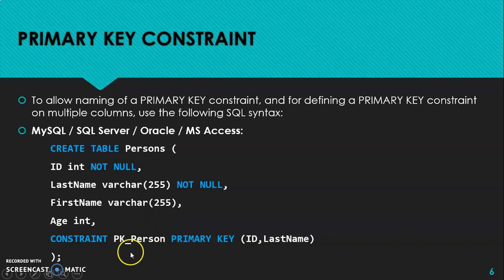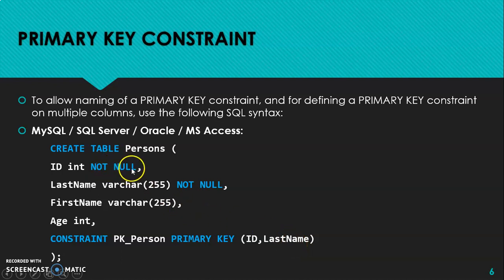and this is the name given to that constraint. Now since I am giving a primary key to the table person, I am writing PK_Person, means primary key of the person, then PRIMARY KEY, the keyword, and in the parentheses I can write either one column or more than one column. So if I want to write only ID, I will write ID. Now in this we are considering ID and last name to uniquely identify that record.